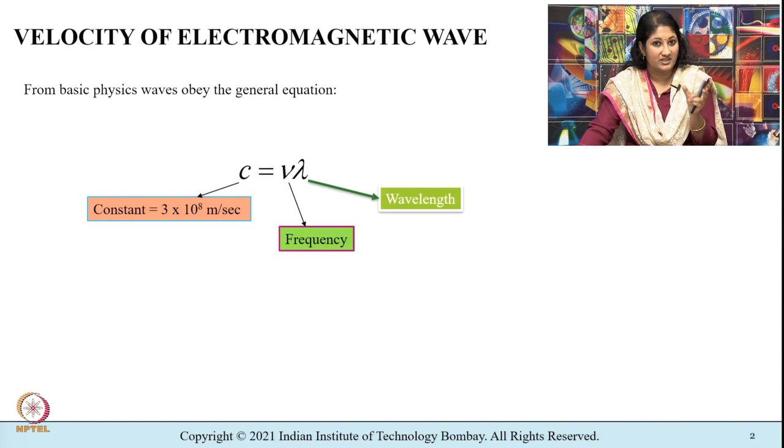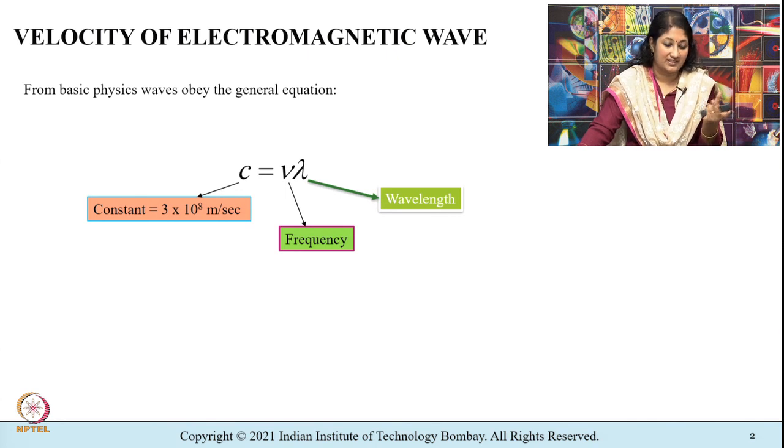From basic physics, we know that waves obey the general equation, what you see on the screen, c equals nu lambda, where c is a constant, nu is frequency, and lambda is wavelength. Wavelength and frequency are inversely related, isn't it? So, the higher the wavelength, the lower the frequency, and so on.